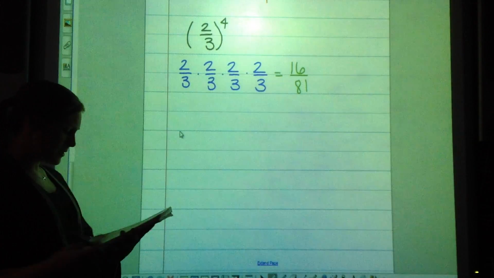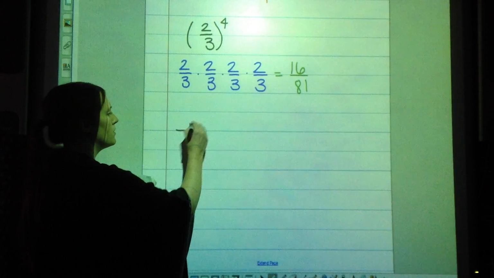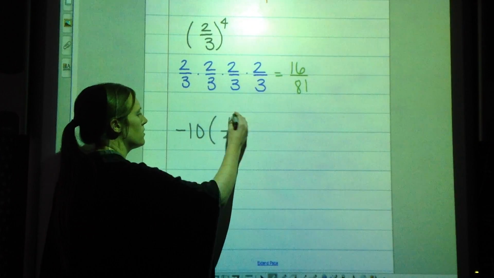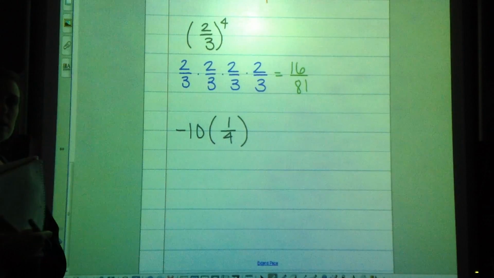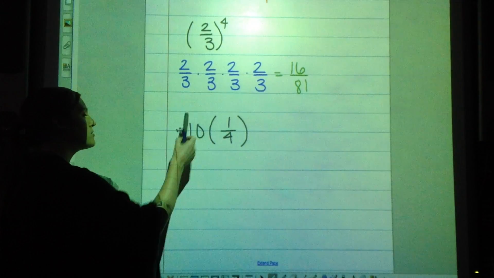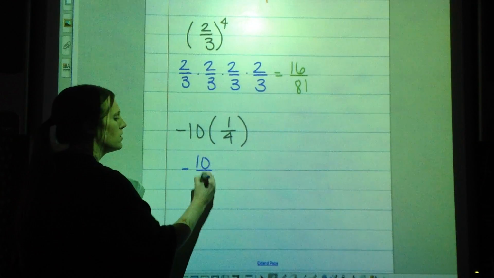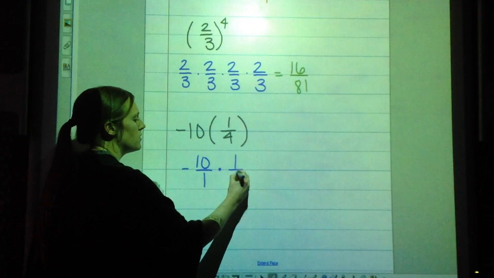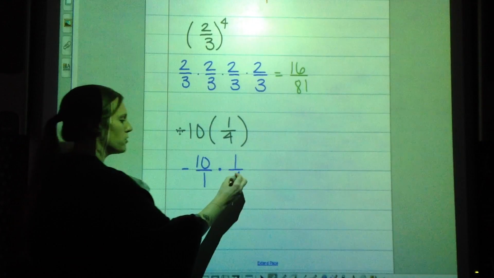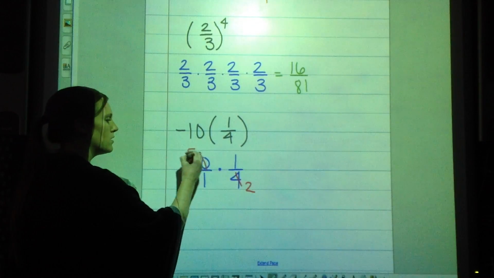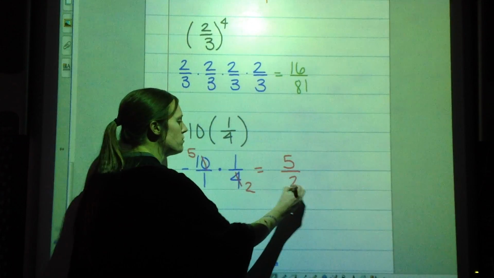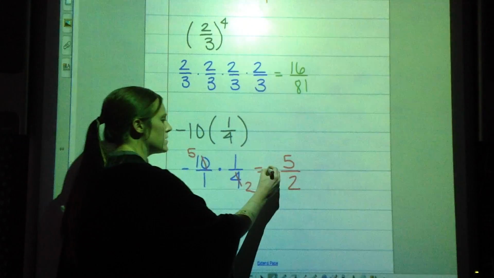They might have you multiply a whole number times a fraction. So we have negative 10 times 1/4. When you're multiplying, it's going to be easier to turn that whole number into a fraction. So turn any whole number into a fraction, you put it over 1. Looks like in this problem we can cross-reduce. I can take a 2 out of both of these. 5 times 1 is 5, and 1 times 2 is 2. A negative times a positive is a negative.